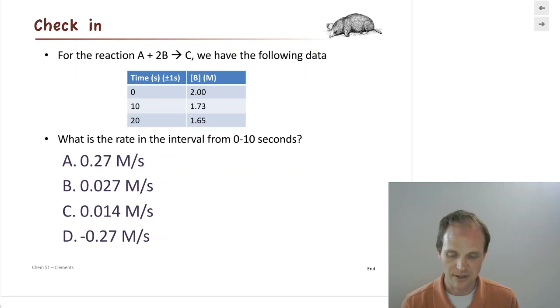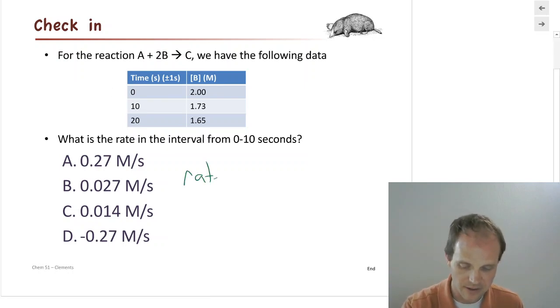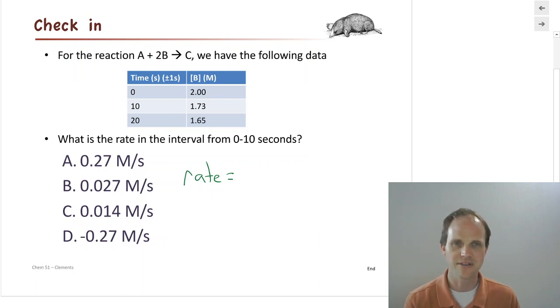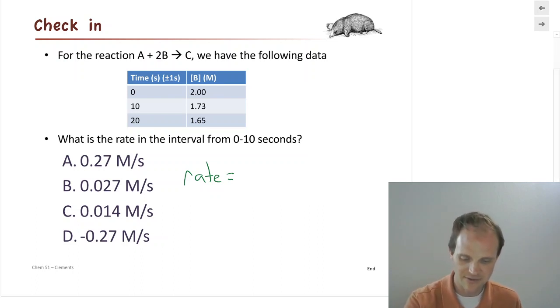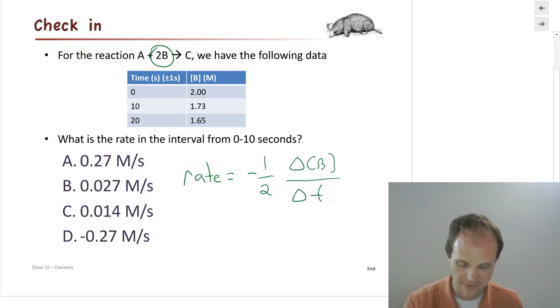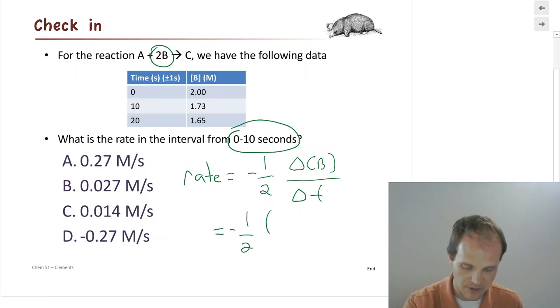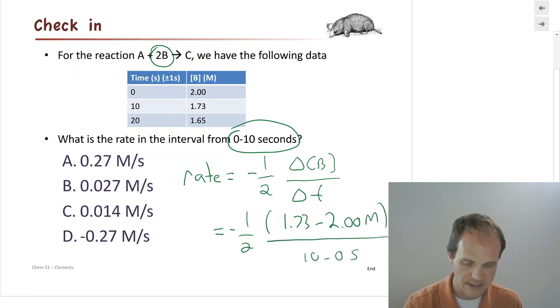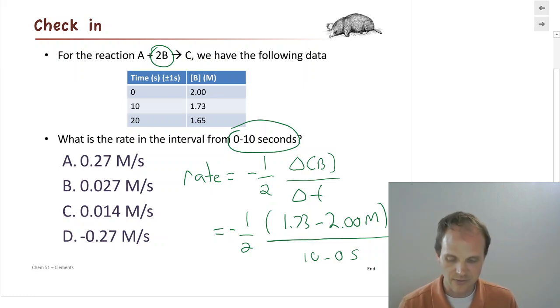All right, what'd you come up with? Well, hopefully you started writing down your basic definitions. Always start with basic definitions because they guide you. We know that the rate is defined for B as minus 1 over 2 times the change in the concentration of B over the change in time. And so we're going to go ahead and do that from the interval 0 to 10 seconds. So that's going to be minus 1 over 2 times the concentration of B, 1.73 minus 2.00 molar, over 10 minus 0 seconds. And that is our rate in the interval from 0 to 10 seconds.